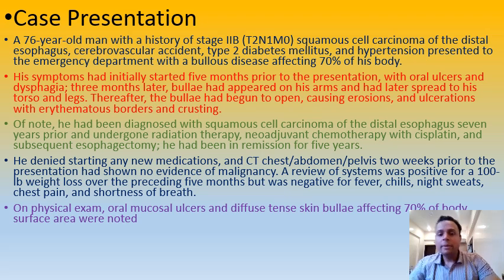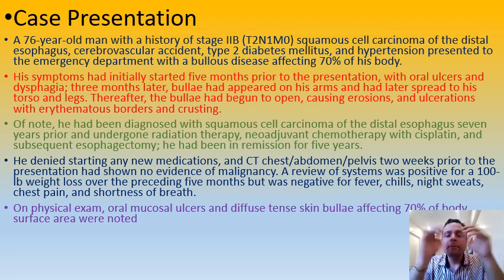Case presentation. So coming to the case presentation, a 76-year-old male with a history of stage 2B squamous cell carcinoma of the distal esophagus. You may be thinking we are talking about paraneoplastic, but wait and watch. We are not talking about paraneoplastic always. Because the age is more, anyway, the patient is having malignancy also. So that means we are dealing with something related to malignancy.